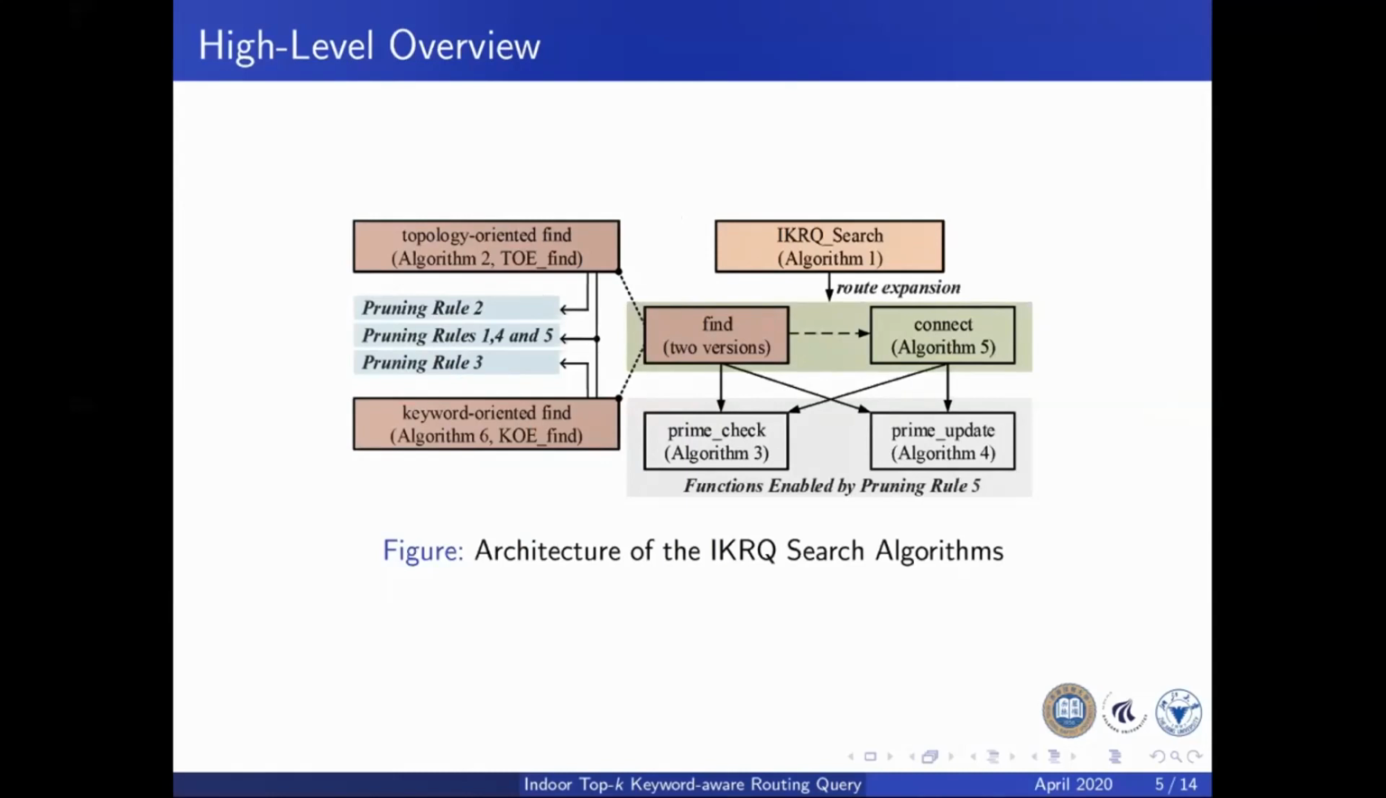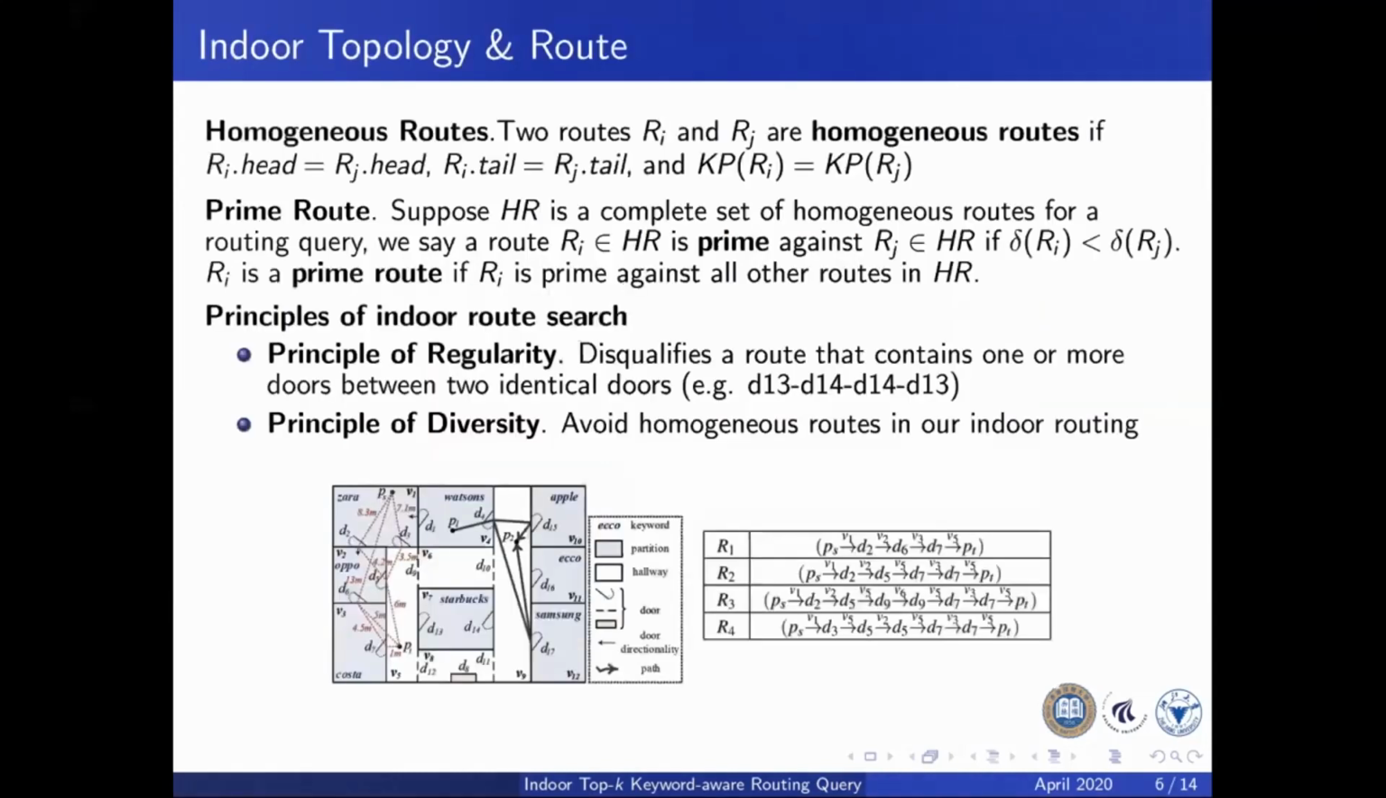So they're homogeneous rows. Assume we have a set of homogeneous rows HR, then we say Ri is a prime row if it is in HR, and it has the shortest row distance. In our example, if R3 has the smallest distance, then we say R3 is the prime row among these 4 rows.